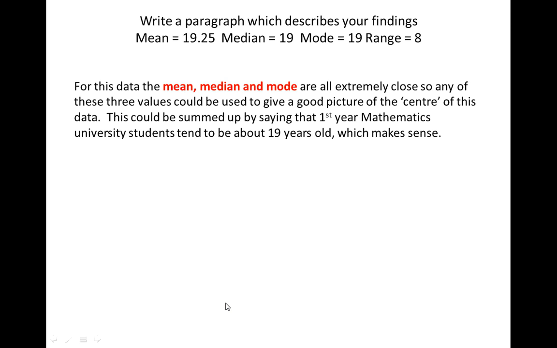Firstly, for this data, the mean, the median and the mode are all extremely close, so any of these 3 values could be used to give a good picture of what we call the centre of this data. This could be summed up by saying that first year mathematics university students tend to be about 19 years old, which makes sense given that they've just finished their VCE, perhaps in year 12, and they're about 19 when they go to university.